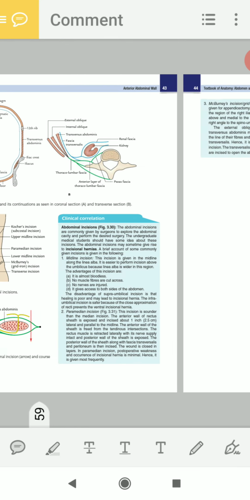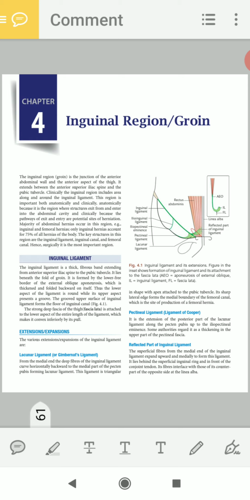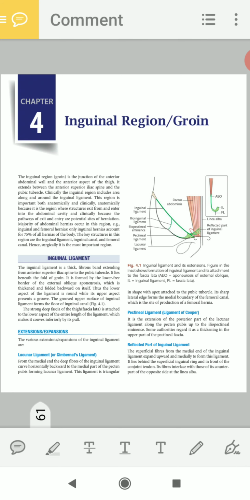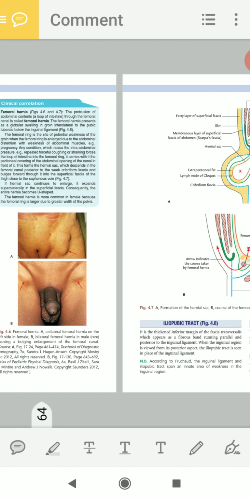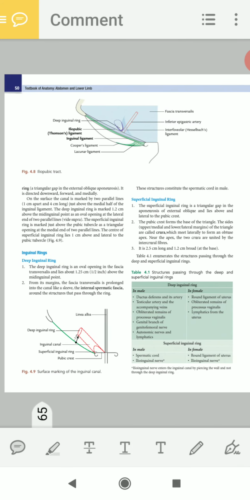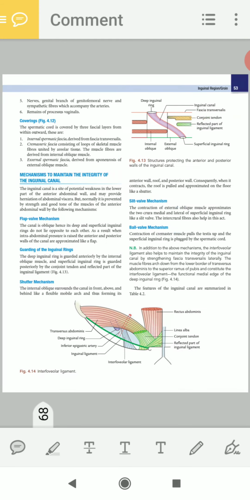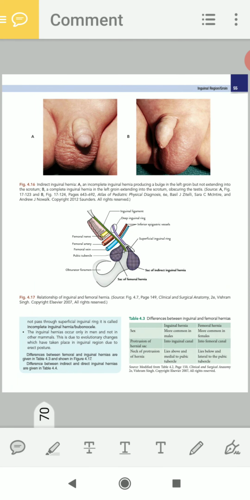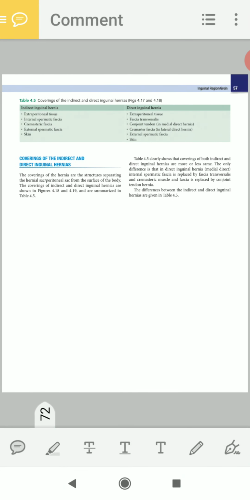So that's all about the anterior abdominal wall. In the next class we will discuss the inguinal region, the inguinal ligament, hernias, femoral sheath, femoral canal, inguinal canal, as well as the contents of the inguinal canal, most important for the viva, the triangle of Hesselbach, and different types of hernias and their classifications.